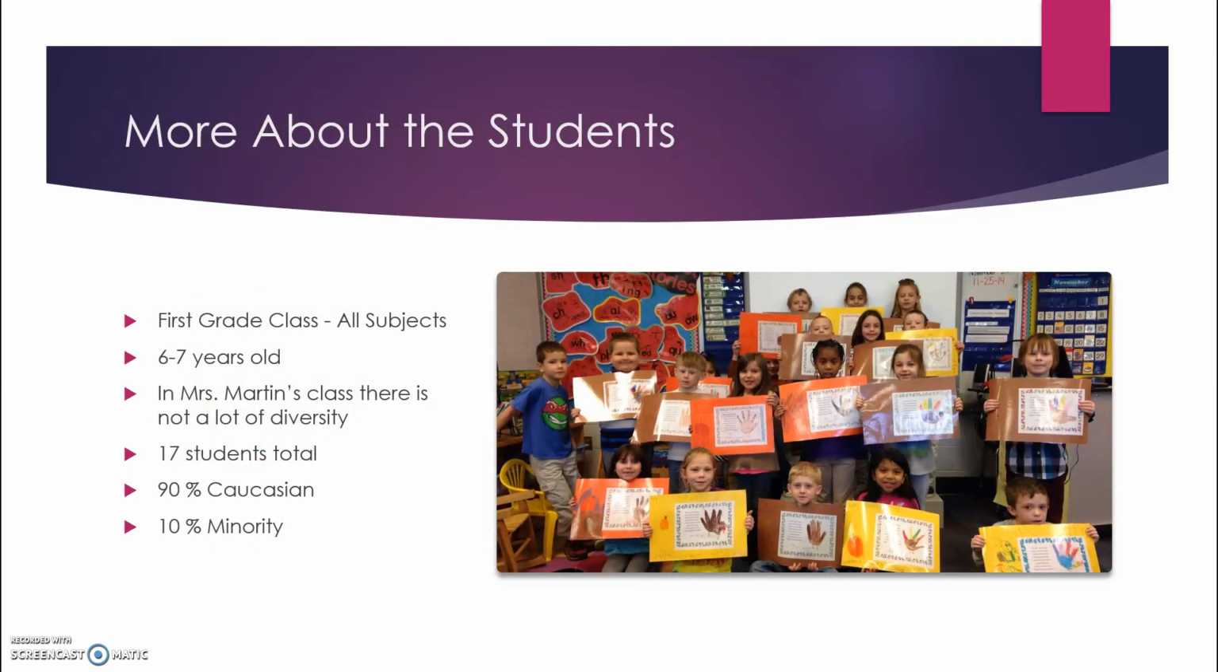Now, a little bit more about Miss Martin's class is that she is a first grade teacher, so it is a first grade classroom. She teaches all subjects, and these students are 6 to 7 years old. In Miss Martin's class, there is not a lot of diversity. She has a total of 17 students. 90% of those 17 are Caucasian, and the other 10% are minorities.